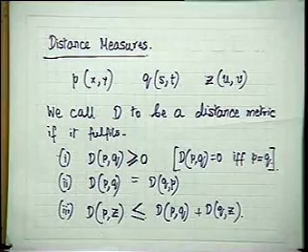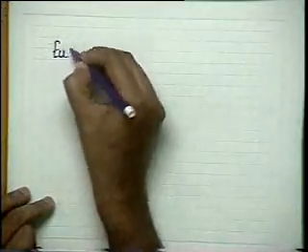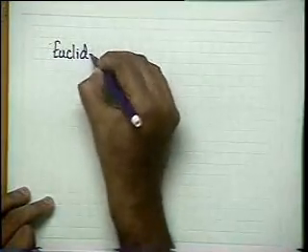Now we will define the various kinds of distance metrics. The first definition is on Euclidean distance.